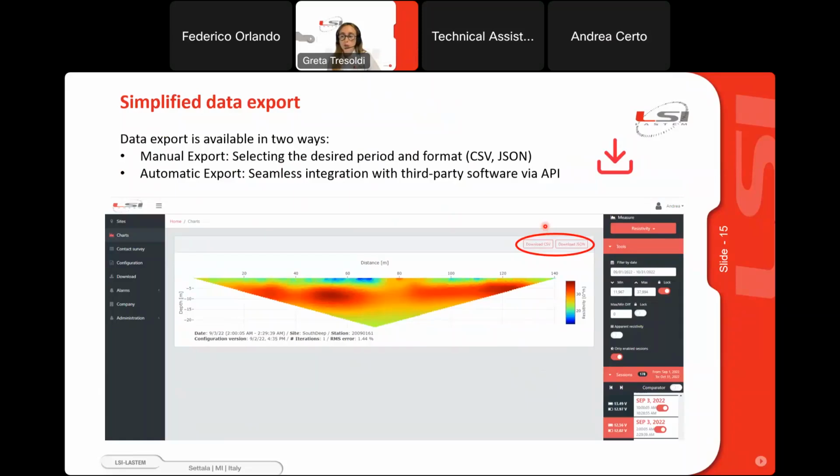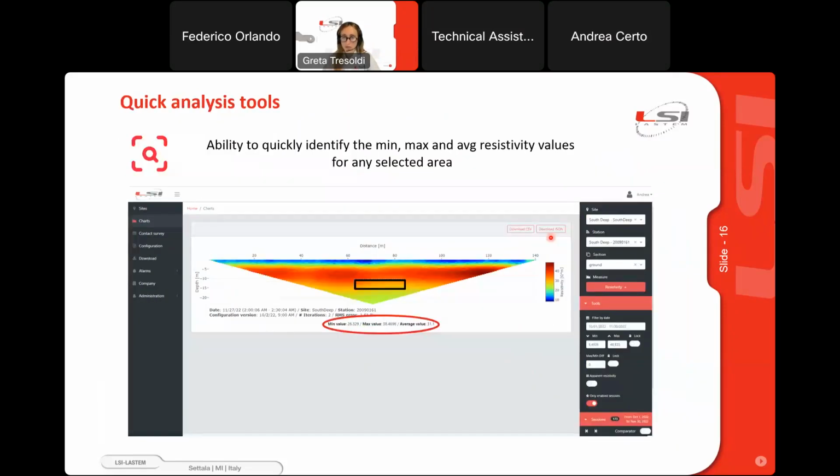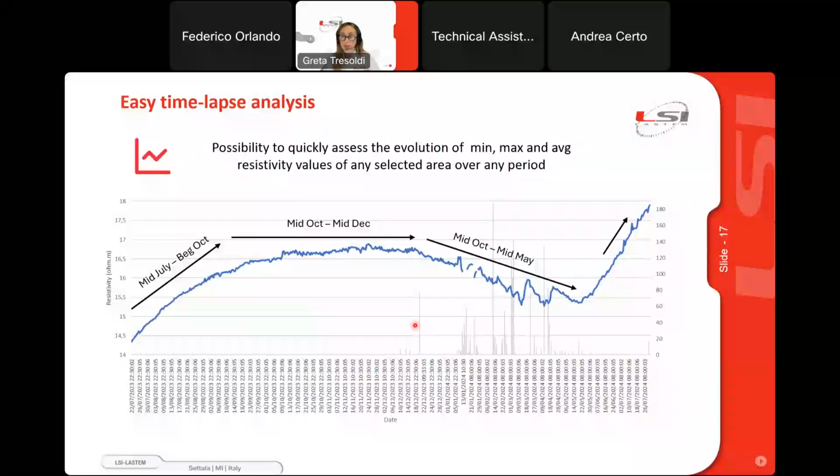It is possible also to download the data manually, one by one or massively, or set up an automatic export to other third-party software through APIs. The system also allows quick analysis directly on the visualization page. You can select the area of interest and retrieve minimum, maximum, and average value. But there is a more complex analysis part with many features.